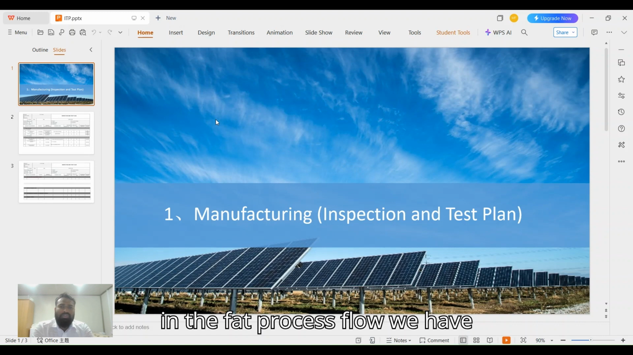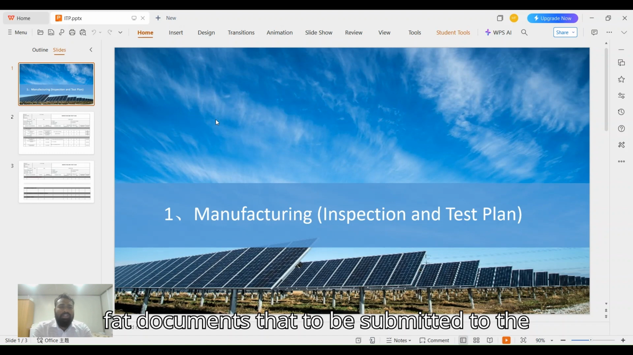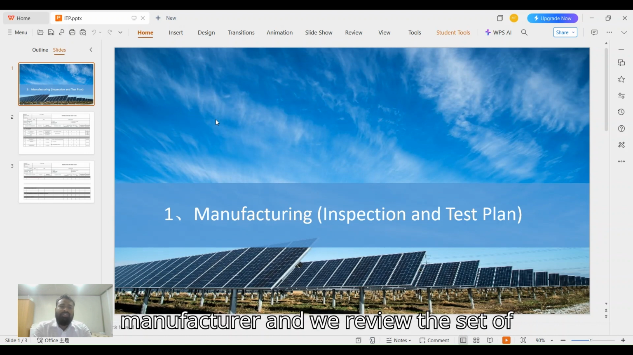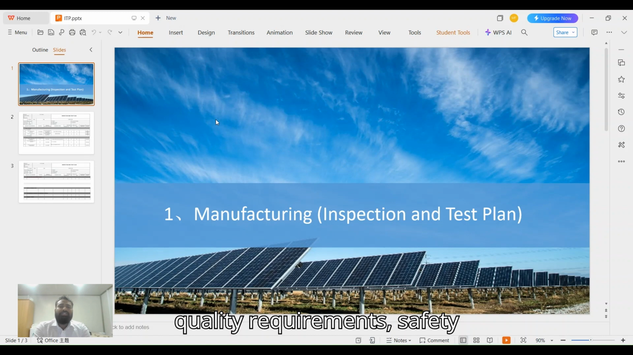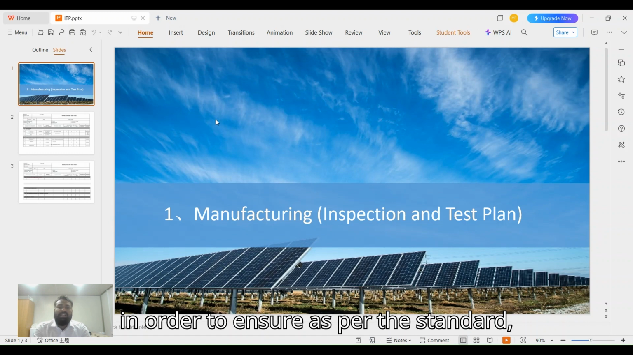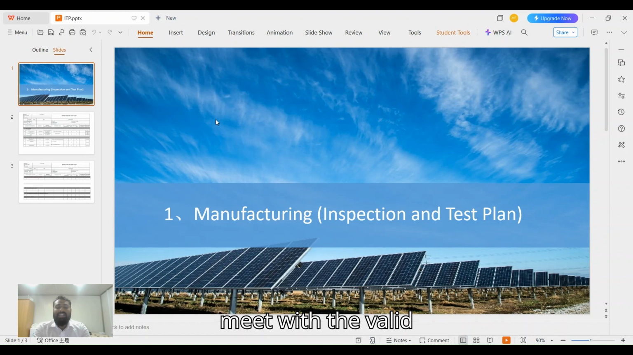In the FAT process flow, the manufacturing ITP is a requirement of the FAT documents that must be submitted to the owner after being taken from the equipment manufacturer. We review a set of parameters to ensure that these materials comply with quality requirements, safety requirements, and design requirement checks, as per the standard, the product technical specification, and the project requirements, to be met with the valid IEC, international and local standards. So let's move on.